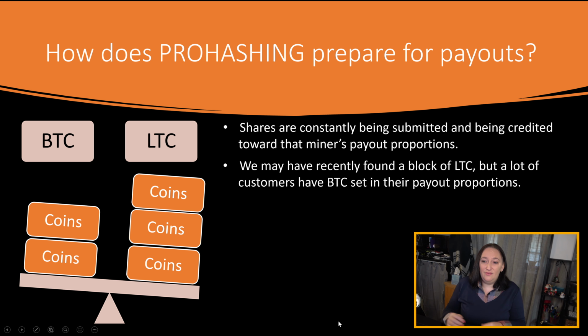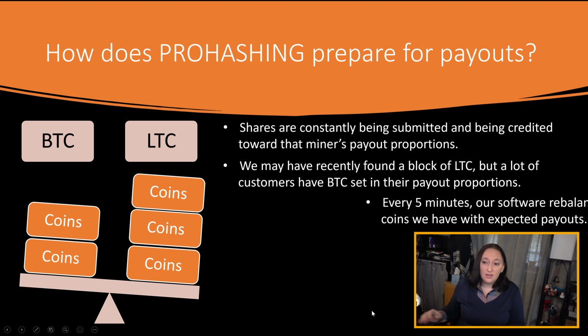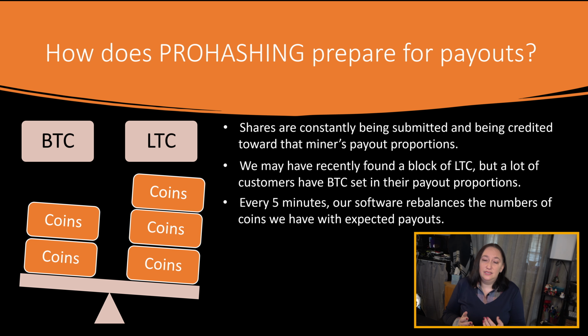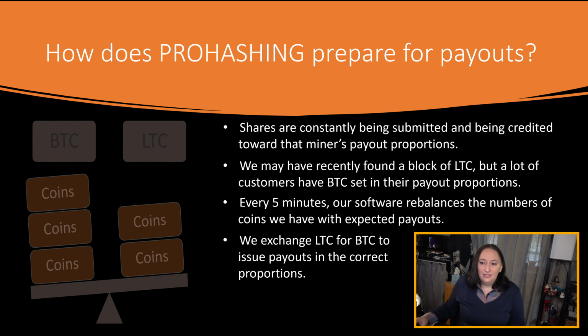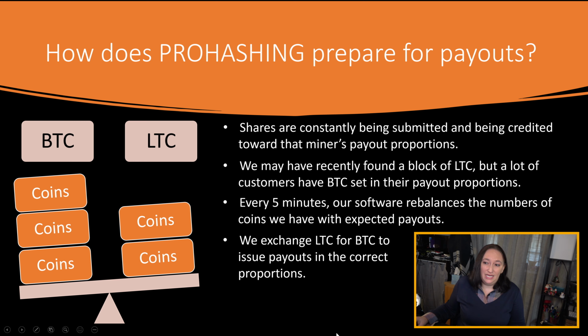For example, we may have recently mined a block of Litecoin, but we may have a lot of customers setting Bitcoin to their payout proportions. This is why we're constantly rebalancing to make sure we're ready for payouts. Every 5 minutes, our software assesses the submitted shares and the coins we have on hand, and it decides if we have enough of each requested coin to pay out if we were to have to pay out right now. It rebalances the coins if needed by executing trades. We send some of the Litecoin we've mined to an exchange so we can acquire the Bitcoin we need to issue payouts in the correct proportions.